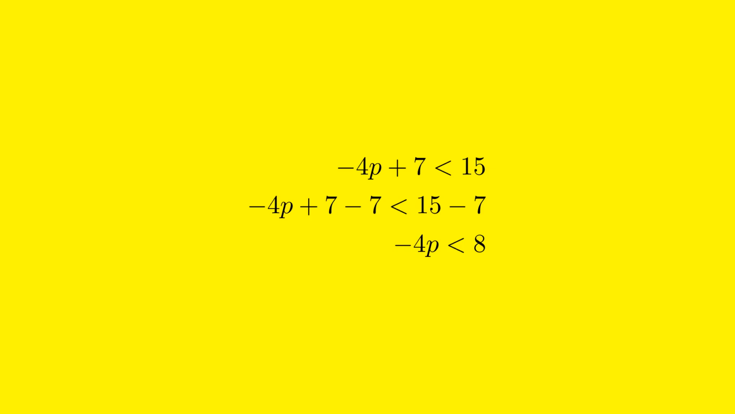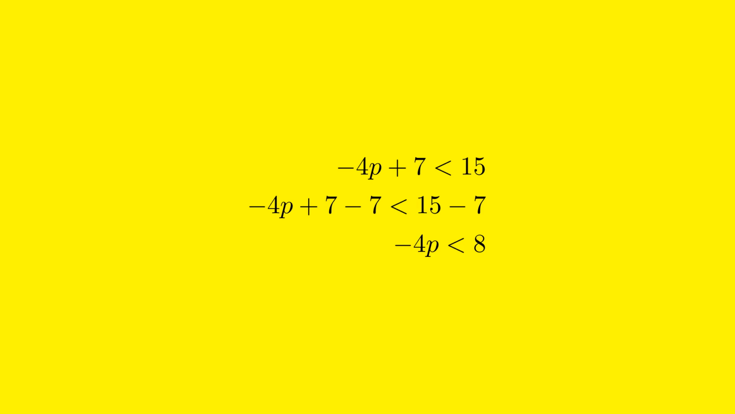To solve the inequality minus 4p plus 7 is less than 15, we begin with step 1. Our goal is to isolate the variable p by first manipulating the constants. In the expression minus 4p plus 7 is less than 15, we need to get rid of the 7 on the left side. To accomplish this, we will subtract 7 from both sides of the inequality.